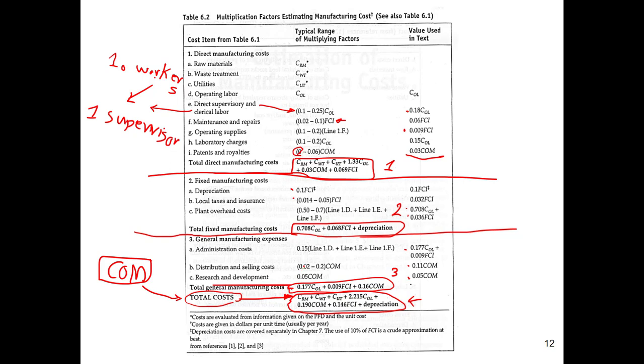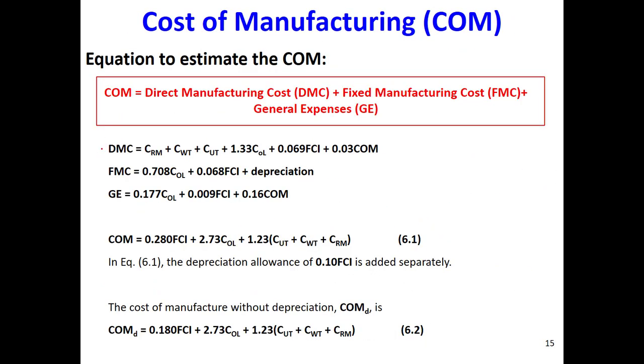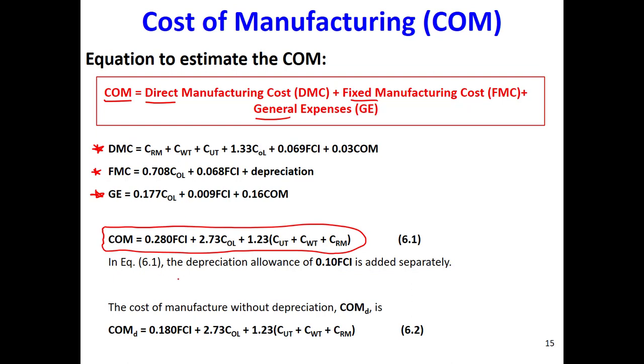In the next slide, it lists each of them separately. The total cost of manufacturing, COM, is the sum of direct manufacturing cost, fixed manufacturing cost, and general expenses. If you look at the table, your direct cost of manufacturing can be calculated from this equation, the fixed cost of manufacturing from this equation, and general expenses from this equation. All three items together give you this equation for the cost of manufacturing.